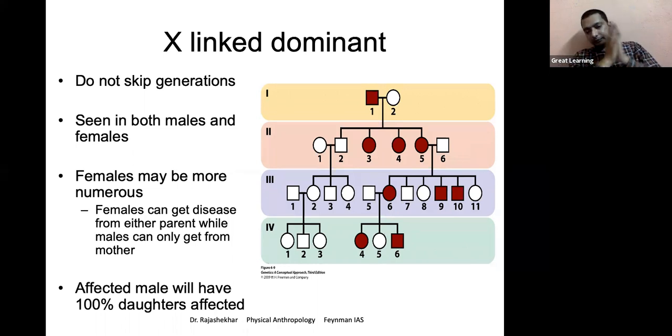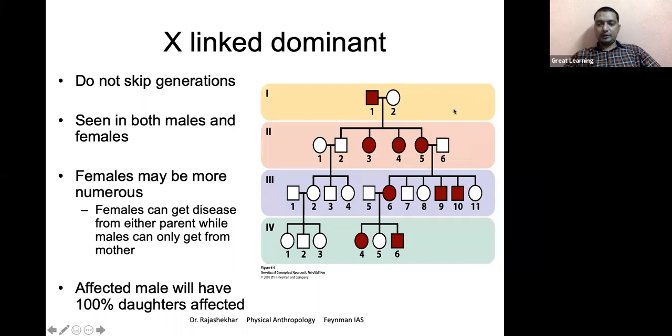The last point here. Affected male will have 100% affected daughters. So you see here, in this particular scenario, father has the disease. I'll show you a couple of diseases for this. Father has a disease. And what do you see? All his daughters have the problem. Because the X chromosome has to go from the father, and father is affected, so he has the mutant version of the X chromosome.